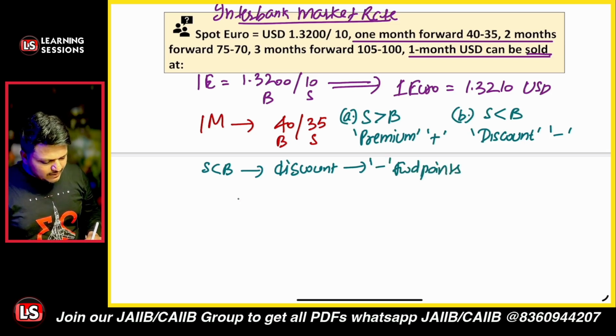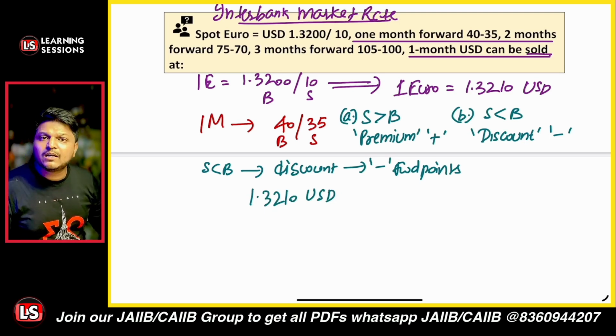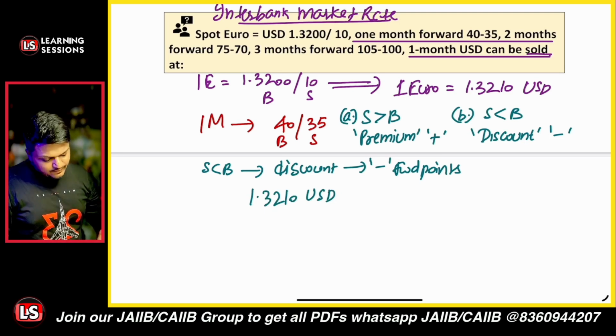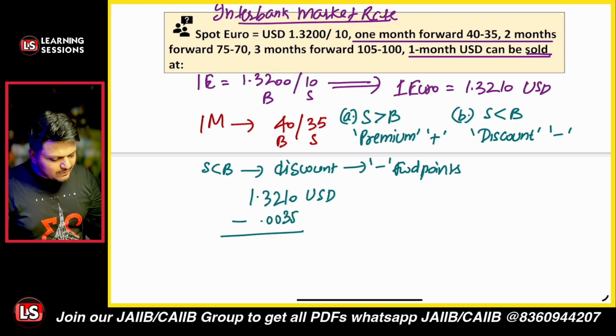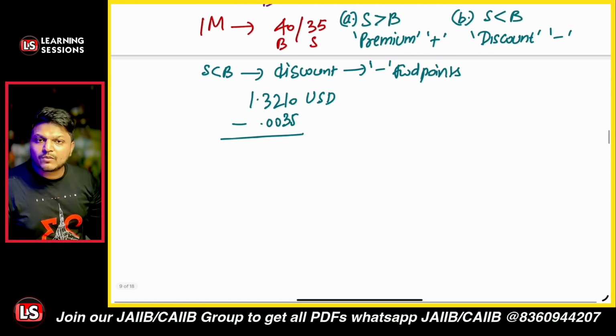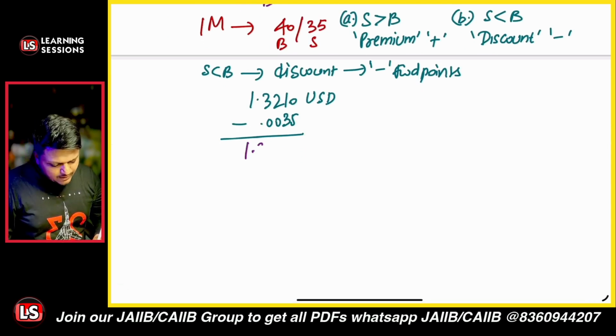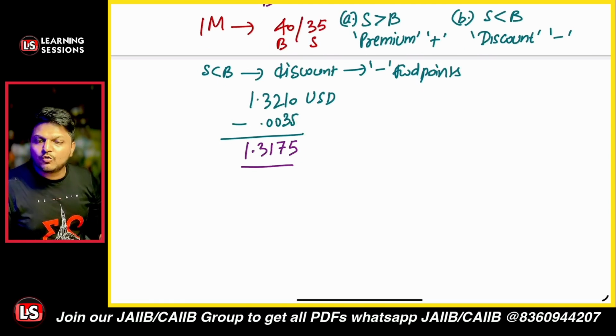right? So 1 euro is equal to 1.3210 USD, right? And also the forward points are 35, right? So 35 are to be subtracted. So the answer will be equal to what? It is 1.3175. That will be the answer. So 1 euro is equal to 1.3175.